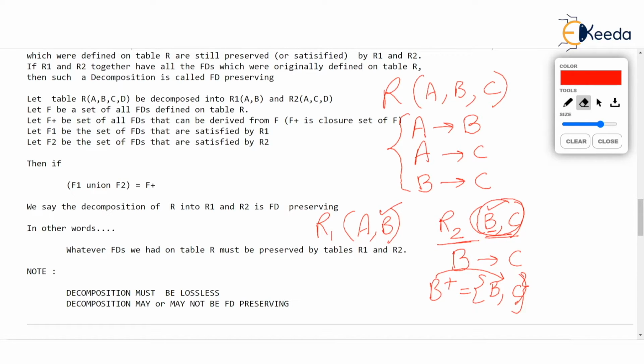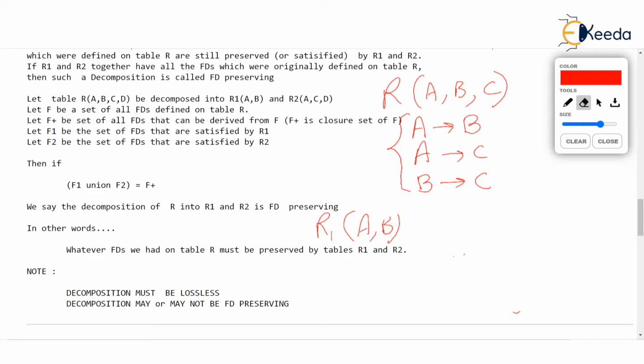But the second thing we have to check is whether this decomposition is dependency preserving. What I mean by dependency preserving is, if R1 contains AB and R2 contains BC, then are all the dependencies which are defined on the original table preserved by R1 and R2 together?